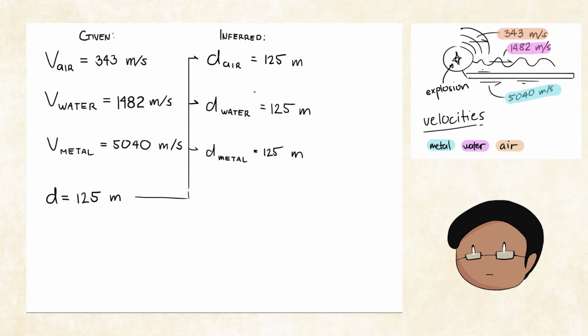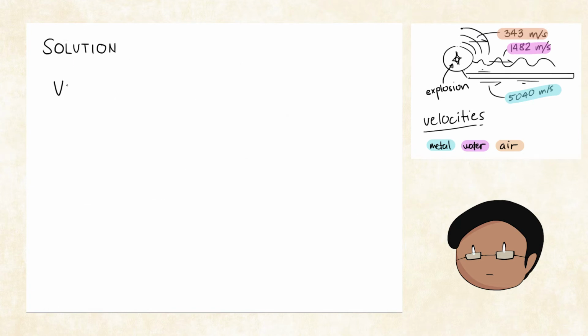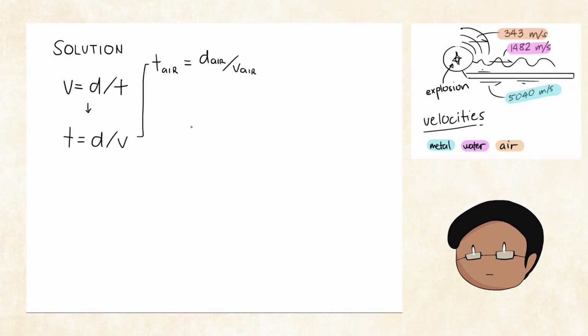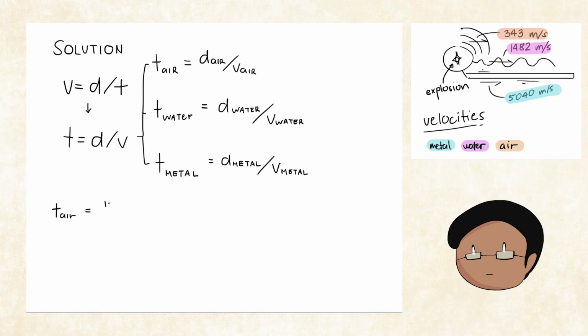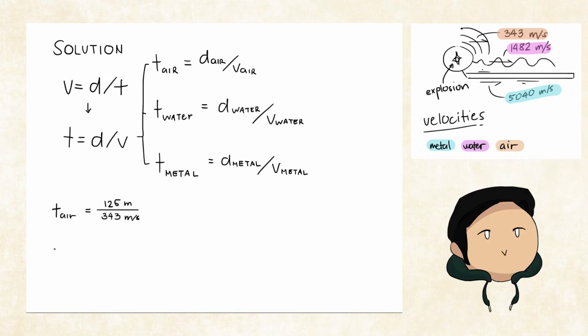Since we're looking for which propagation comes first, second, and third, we should look for time. The best equation for this is V equals D over T, or velocity equals distance over time. We edit this equation by isolating T on one side to get T equals D over V. We then substitute the distances and velocities per case, leaving us with T sub air equals 125 meters over 343 meters per second, T sub water equals 125 meters over 1482 meters per second, and T sub metal equals 125 meters over 5040 meters per second.